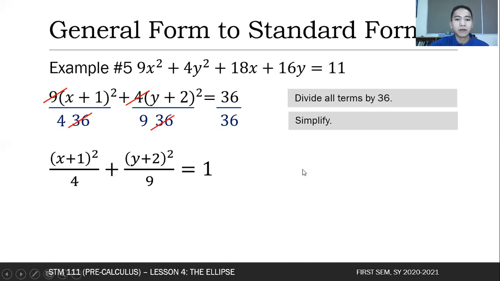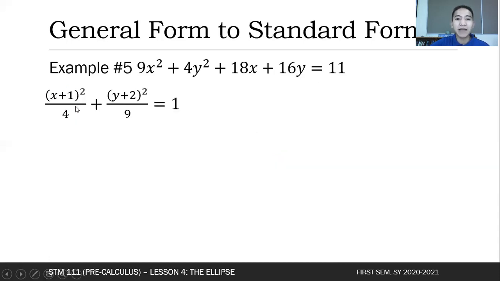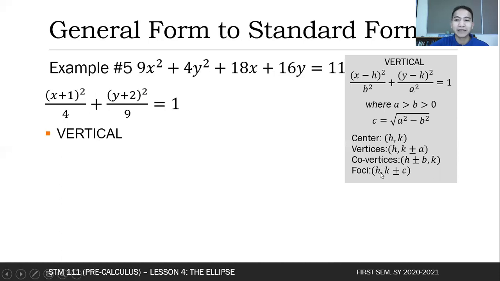Yan. So yan ang ating standard form of equation of 9x squared plus 4y squared plus 18x plus 16y equals 11. From that, we can graph that one already. Mas madali nang i-graph kasi standard form na. So 9 yung mas malaking denominator, ibig sabihin vertical yung ellipse mo, at ito yung gagamitin mong mga formulas. Okay.